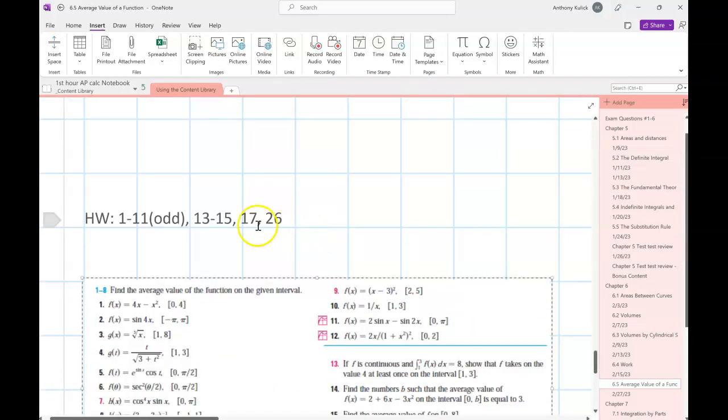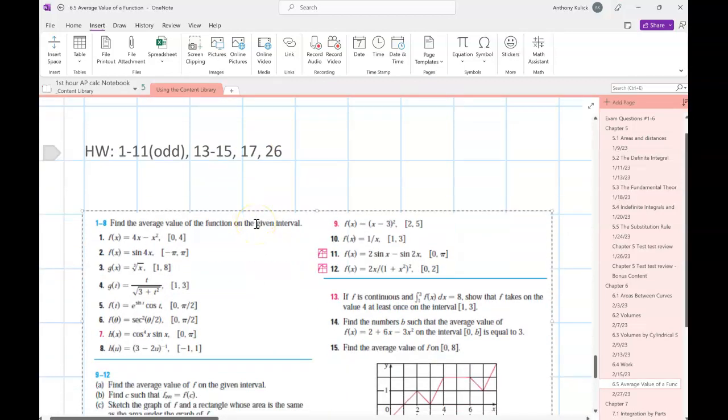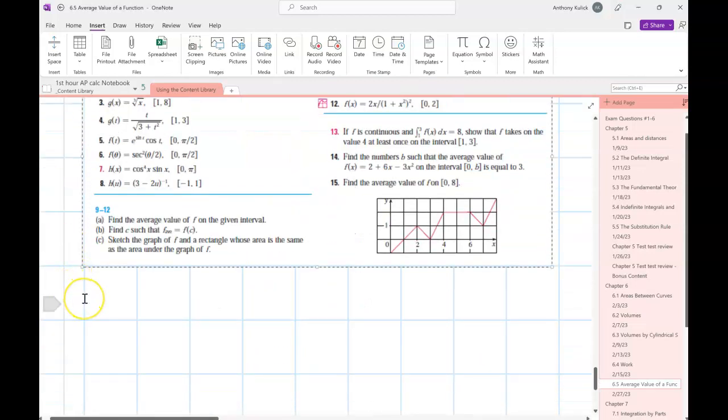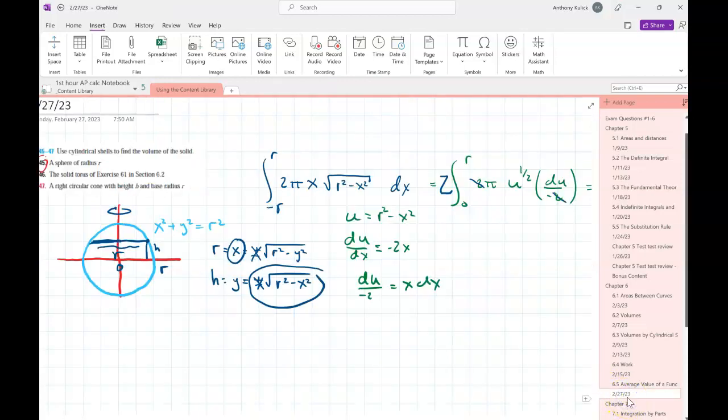And then 17 and 26 are some storyish problems, but I don't think they should be too big of a problem. What do you guys think? This is okay? This should feel pretty okay. All right. We got here right in time, right?